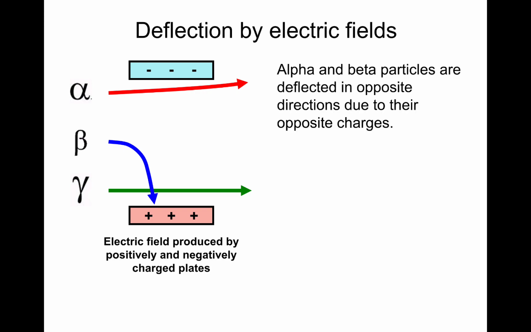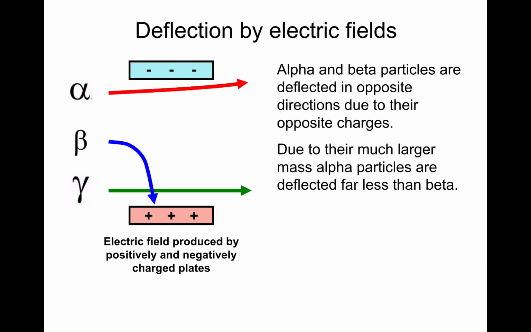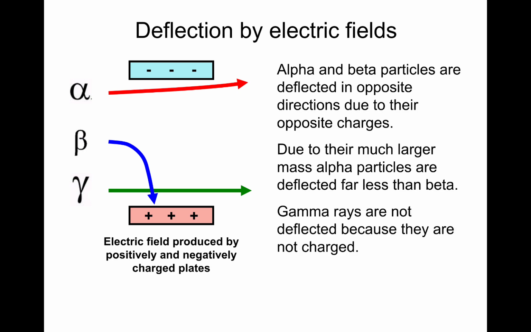So alpha and beta particles are deflected in opposite directions due to their opposite charges. And due to their much larger mass, alpha particles are deflected far less than beta. That's the same reasoning as for the magnetic fields. And lastly, the gamma rays, once again, are not deflected because they are not charged.